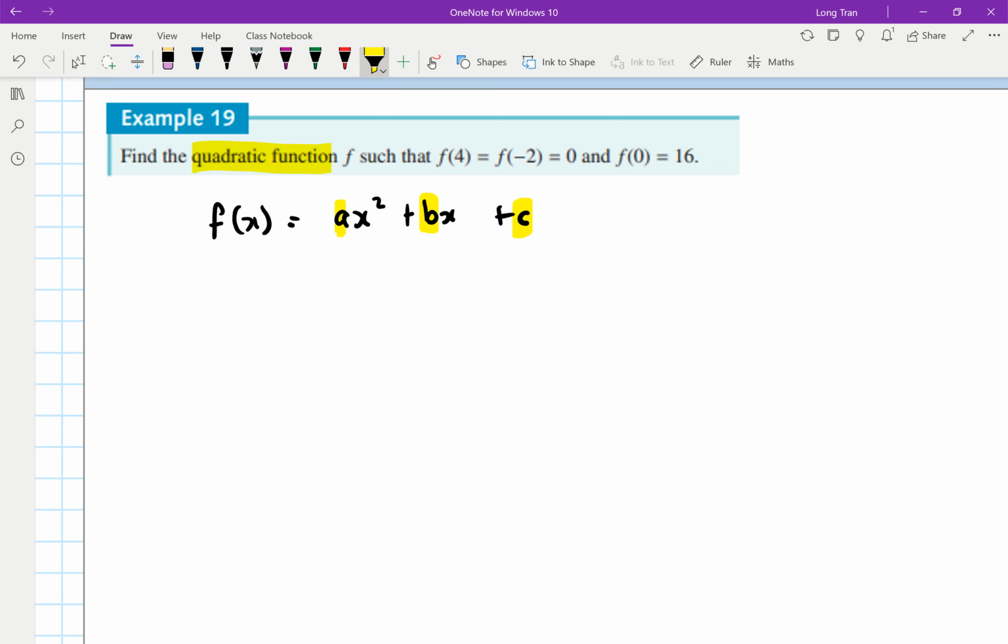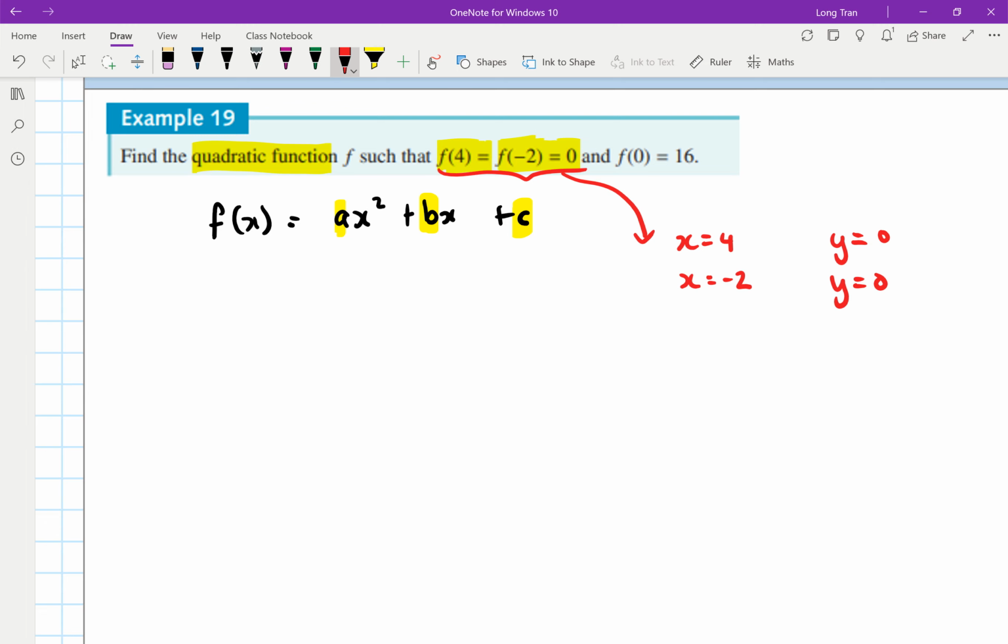You can do this by hand if you want, but it looks to me that they're telling me f of 4 is equal to f of negative 2, which equals 0. Wow. So for those who don't understand this, you have to break it apart. It's saying when x equals 4, that's the same as when x equals negative 2, which is y value is 0. You see what they're saying there?